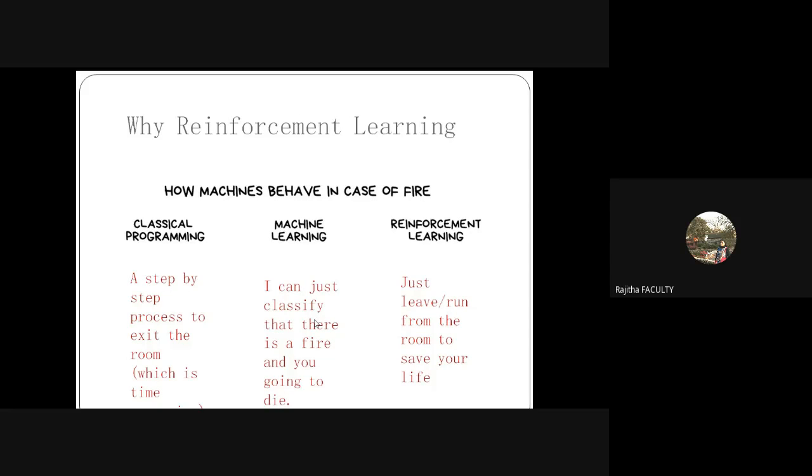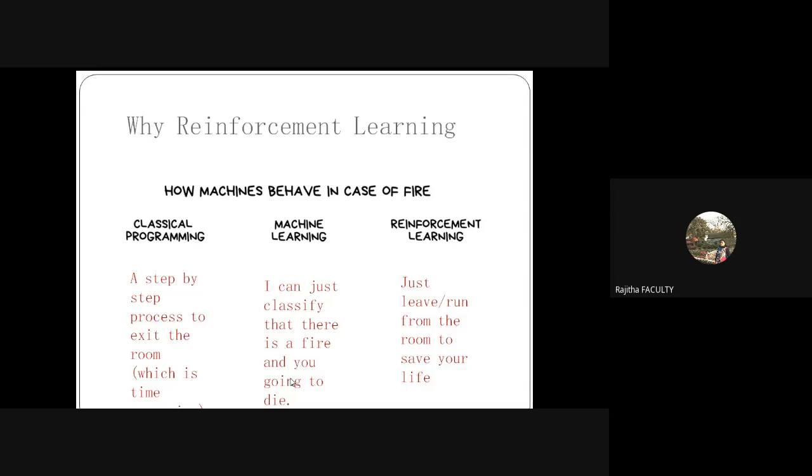Which are already trained. So ML based techniques just decide whether there is a fire or not in that scenario, and it just says, yeah, I can classify there is a fire, so you have to leave the room. Okay, you have to go out of this room. Only that is the information given from machine learning.